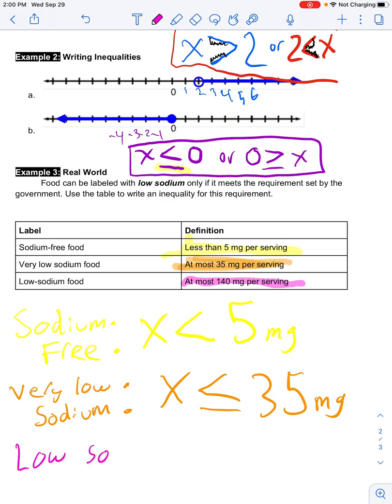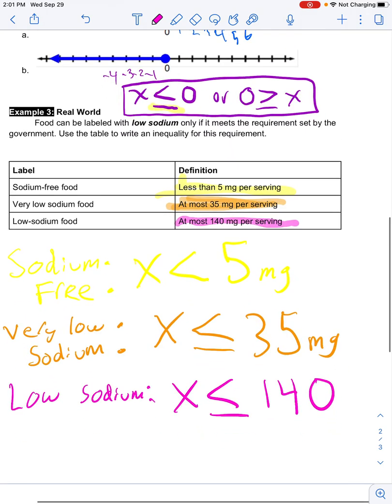And then it's going to be classified as low sodium if at most, so again, X can be less than or equal to 140 milligrams.